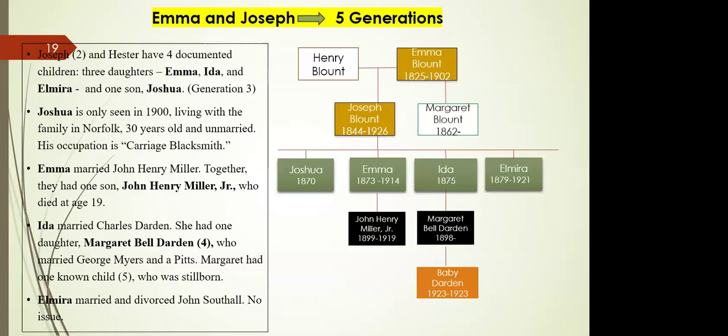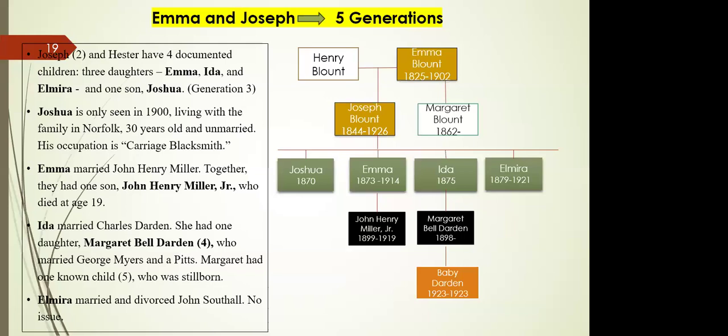So Joseph and Hester have the 4 children, Joshua, Emma, Ida, and Elmira, all born in the 1870s. We see Joshua that he was a carriage blacksmith, which is quite a great job. He was 30 years old and unmarried. And sometimes, you know, we can make somewhat of an inference that it's a possibility that he wasn't interested in women. It's a little unusual to be unmarried at 30 years old at that time. But I don't know that. I just have learned to kind of suspect that when we see people that go later in life and are not married or have any children.